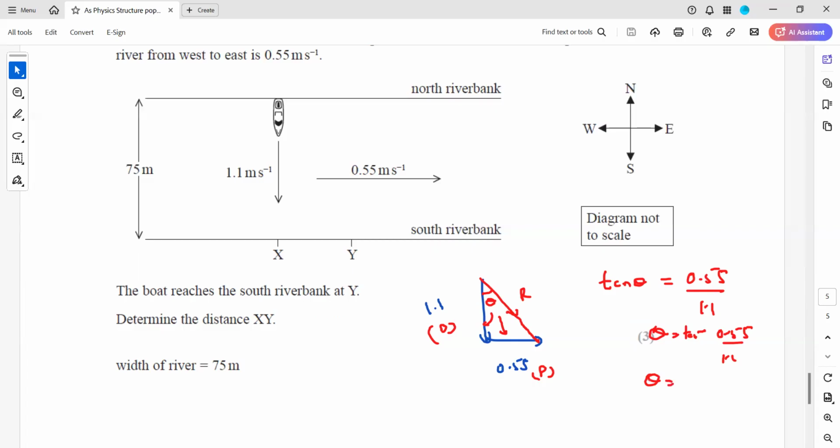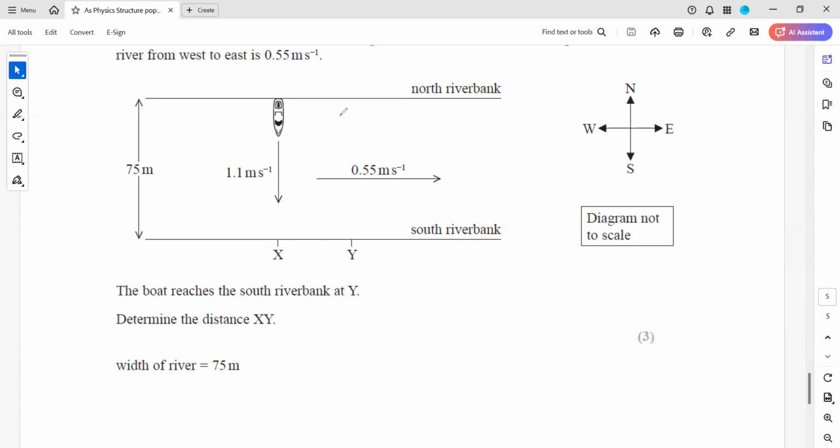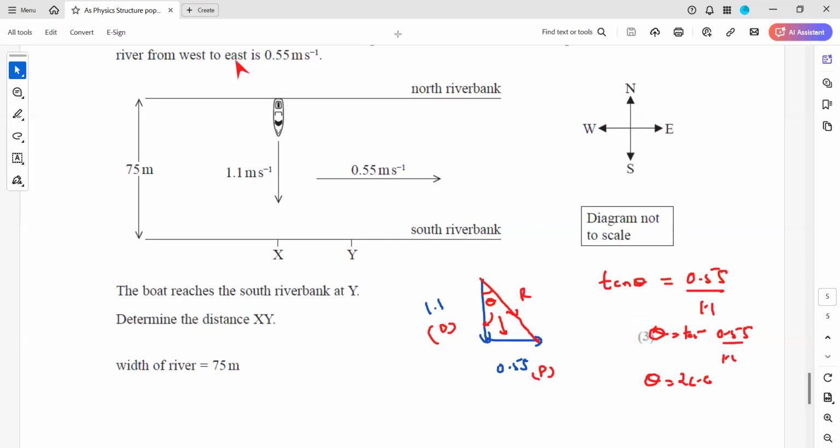What's the answer for this one? 26.6. So 26.6 degrees means that this angle will be 26.6 degrees. So 26.6 degrees will be the angle. And now we use the distance, because these were the speeds given. So I work out the direction of the resultant speed, and the direction of the resultant speed and the direction of the resultant velocity will be the same.